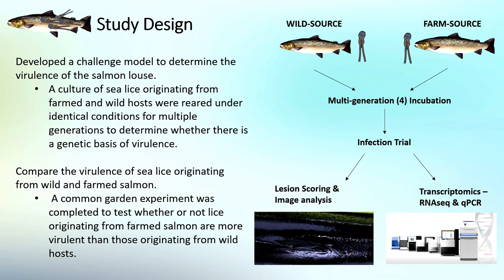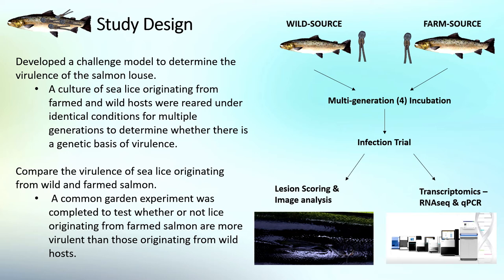So we developed a challenge model to determine virulence of salmon louse. A culture of sea lice originating from farmed hosts and a culture of sea lice originating from wild hosts were reared under identical conditions to determine whether there was a genetic basis for virulence between these two. And then a common garden experiment was completed to test whether lice originating from the farm were more or less susceptible than those originating from the wild. We ran that out for four generations.